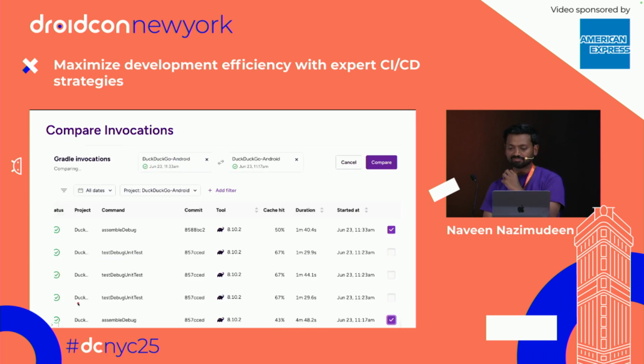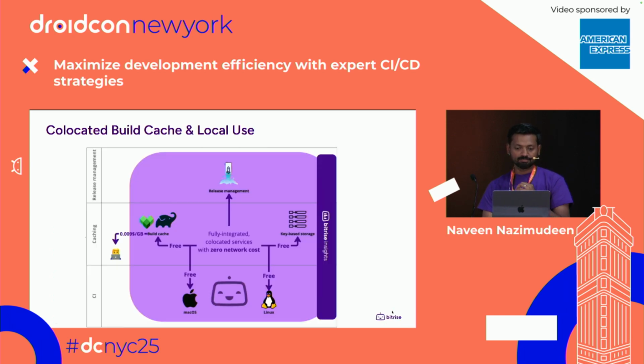And finally, we have more capabilities to, for example, compare two different command executions. In this case, I would like to compare this command execution, which had a 50% hit rate, and this one, which has 43%. You can select them and compare, and it'll show you more details. We can help you analyze those executions. So that's how you can drill down into Bitrise build cache.